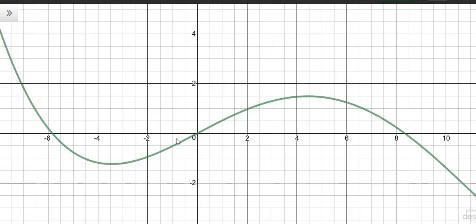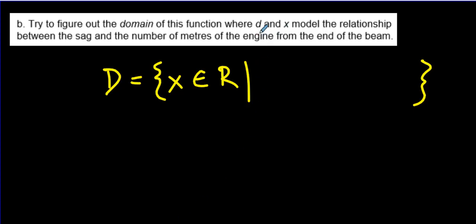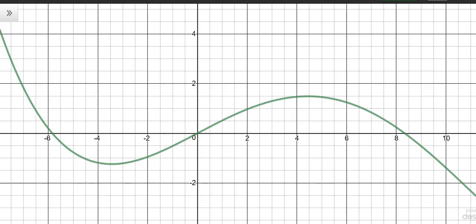Here it is. By the way, the beam, let's go back to this for a second. The x, it says where d and x model the relationship between the sag and the number of meters of the engine from the end of the beam. Well, we're dealing with positive numbers here, so we're going to be dealing with numbers between 0 and, so it sags, and I suppose somewhere around here, whatever that happens to be. In fact, I can touch that spot. I can see it's 8.3.